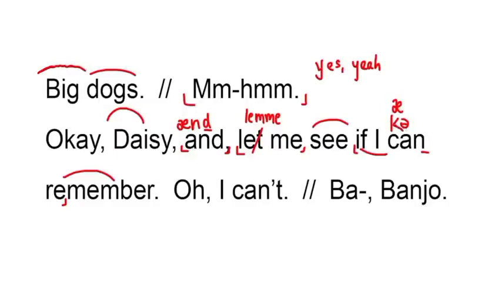K, schwa, n. Can. This is because can is a helping verb here. That means it's not the main verb. Remember is the main verb, and it does have stress. But can, when it's not the main verb, which is most of the time, is reduced. So instead of can, it becomes can, said very quickly. Practice that with me now.